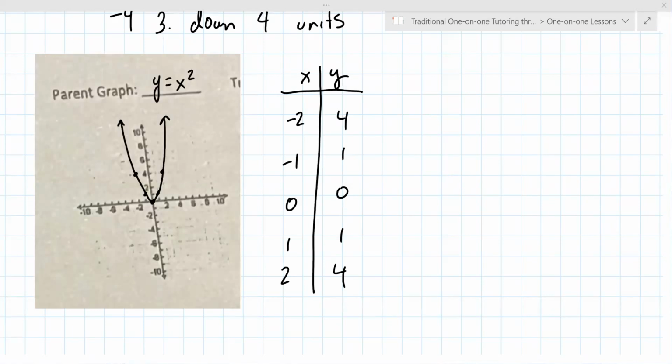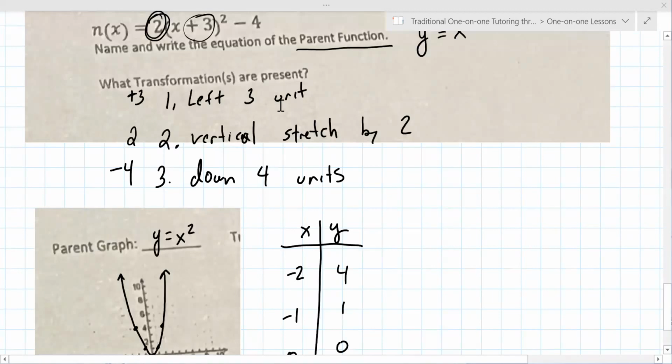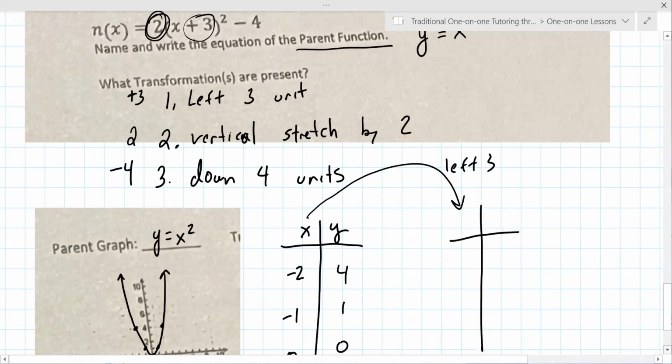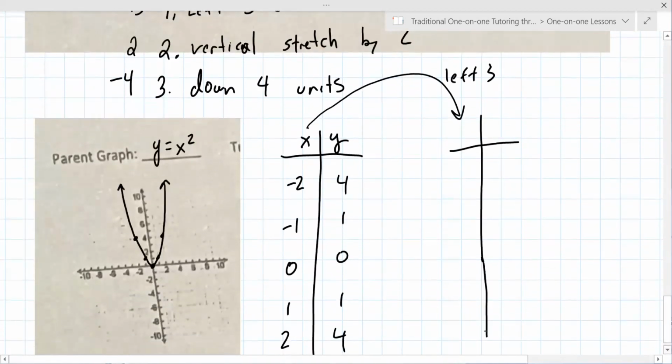Okay, so the first transformation is, and this is new, this makes this problem different, left 3 units. That actually affects the x value. So left 3 means every x value, you're going to subtract 3 from each x value. So instead of -2, you're going to subtract 3. Sometimes that's confusing.